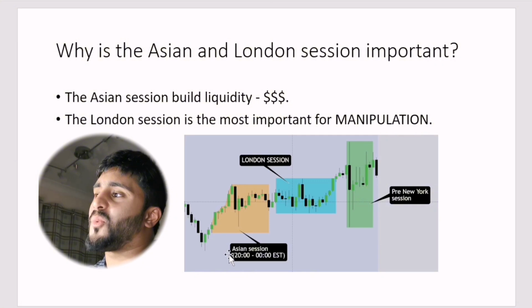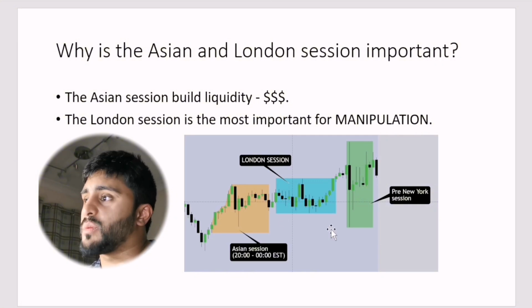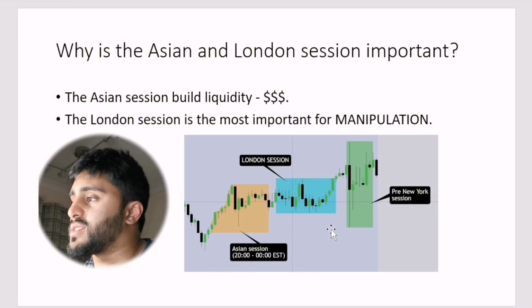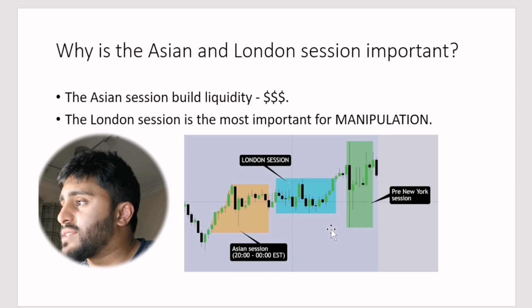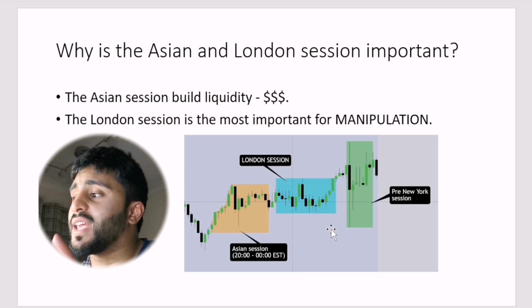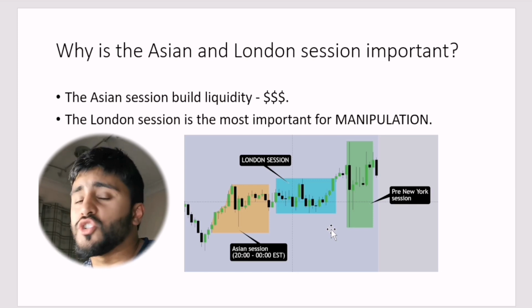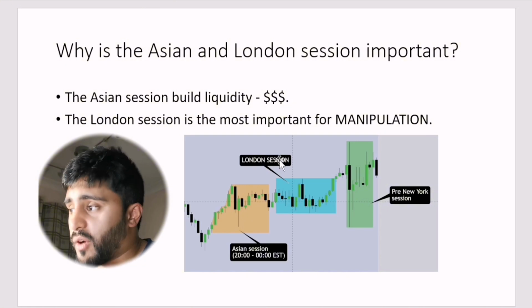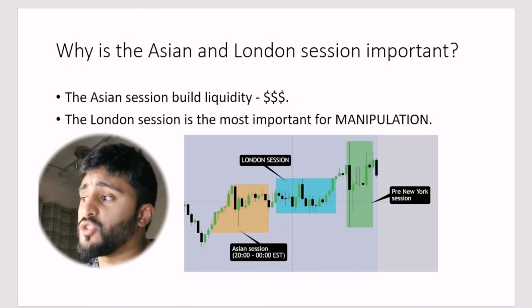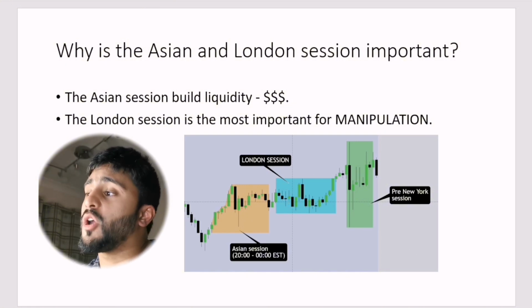First we need to understand why the London and Asian sessions are so important. The Asian session builds liquidity. If you look over here on the screen, you can see the Asian session in orange. The Asian session is from 8 p.m. to New York midnight, which is the opening price.